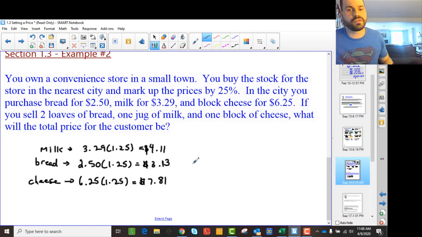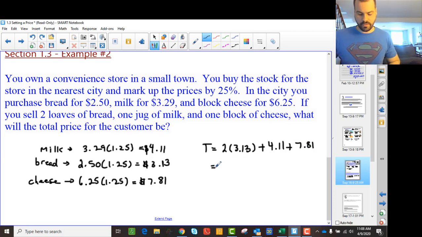Now this question says, if you sell 2 loaves of bread, 1 pint of milk, and 1 block of cheese, what's the total price? So the total price is going to be 2 times the loaves of bread, which are $3.13, milk is $4.11, and then a block of cheese, which is $7.81. So 2 times 3.13 plus 4.11 plus 7.81 comes out to $18.18. So that's the total cost to the customer.